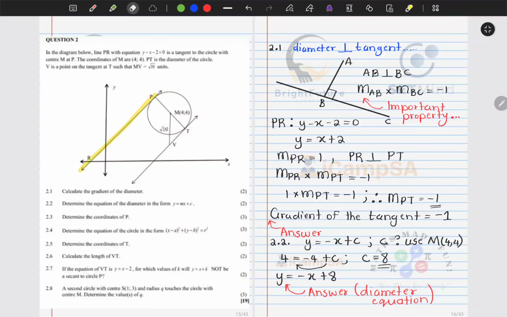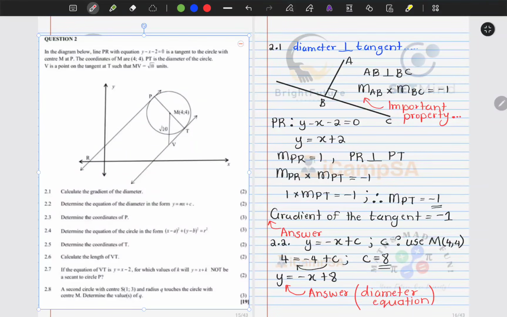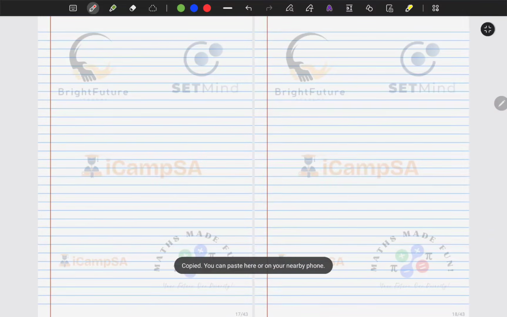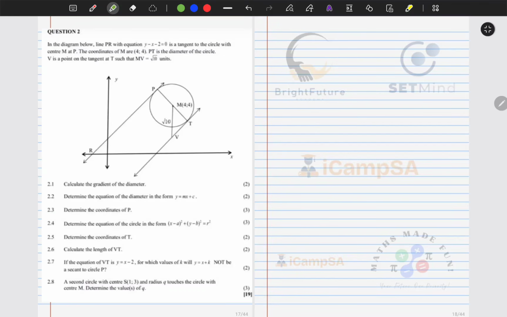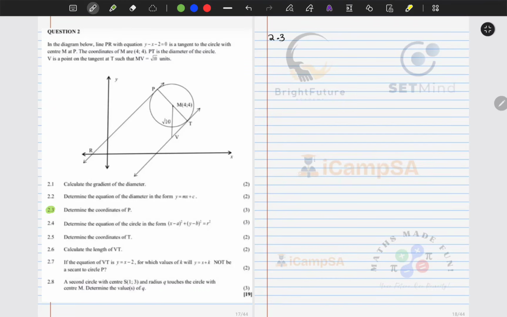Okay, so I hope that this does make sense and you do follow. Very simple. So let's go to the next page in order for us to continue. Have a look at the next couple of questions. Okay, the next one is this one. So we're required to figure out what are the coordinates of P. Okay, let's have a look at that 2.3.